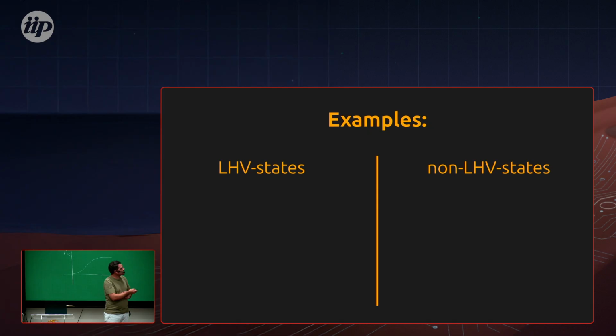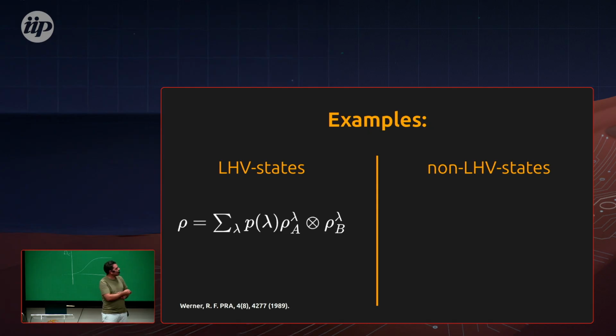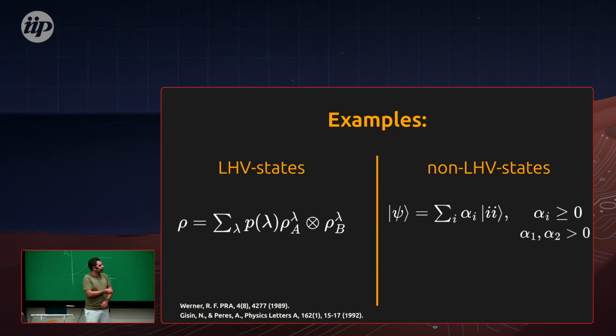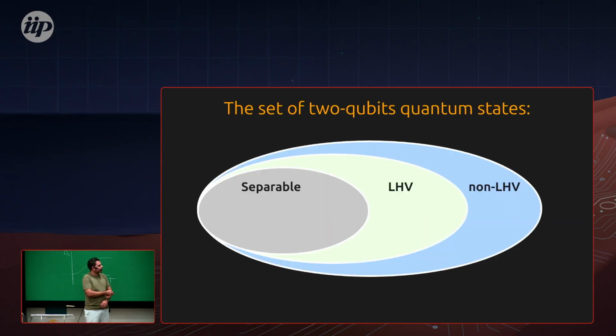So, giving some examples, everyone here knows that separable states are local states. They do not violate any Bell inequality. On the other hand, all pure entangled states violate CHSH, so they are non-local states, non-LHV states. But for mixed states, it's not that easy. There are differences between locality and entanglement.